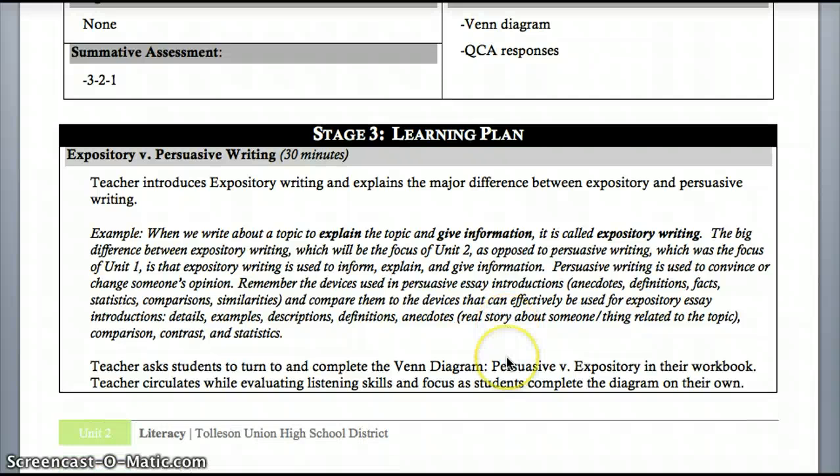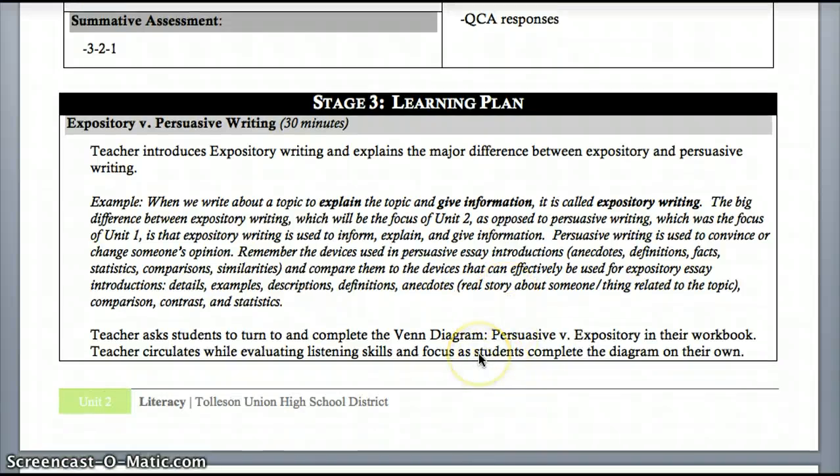So basically the teacher starts off this lesson by making the connection between expository and persuasive writing and talking about how the first unit really emphasized persuasive writing and trying to get someone convinced to take on a different point of view. And then in the second unit, we really focused on expository writing, which is meant to inform and explain a specific topic. And I apologize if you hear my dog snoring in the background.